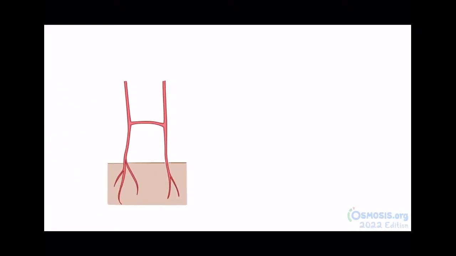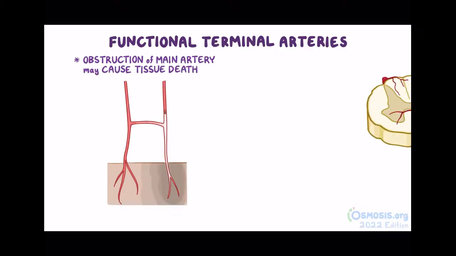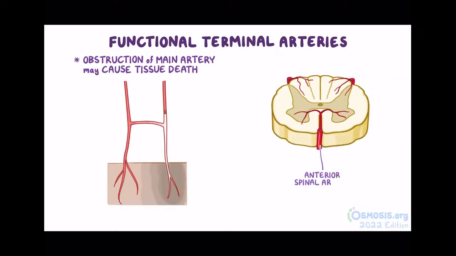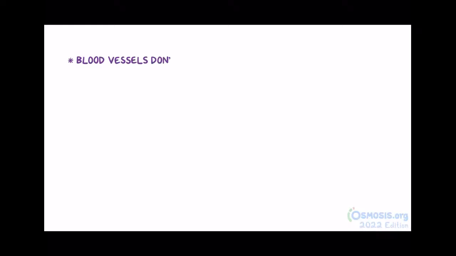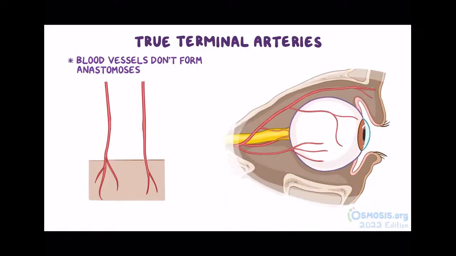Sometimes, blood vessels may form an anastomosis, but it's ineffective or insufficient. These vessels are called functional terminal arteries. Here, an obstruction to the main artery supplying a tissue may possibly cause tissue death. An example of these arteries is the anterior spinal artery, which runs on the anterior aspect of the spinal cord. Also, blood vessels may not form anastomoses at all. These vessels are called true terminal arteries. An example of a true terminal artery is the central retinal artery of the eye.